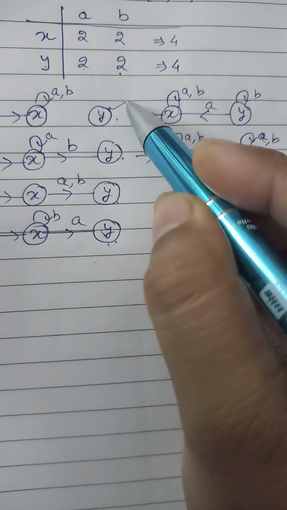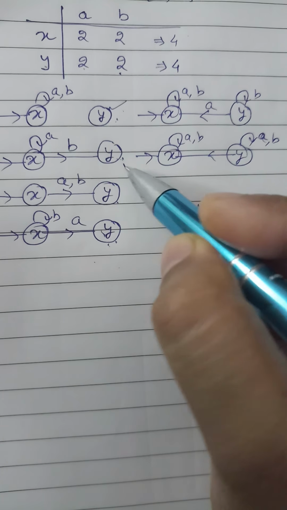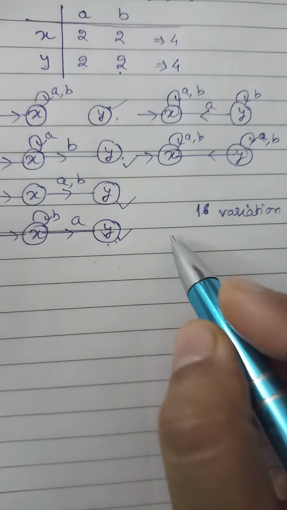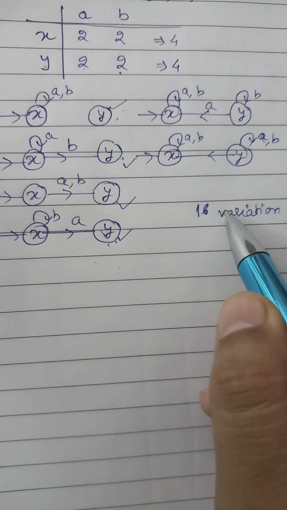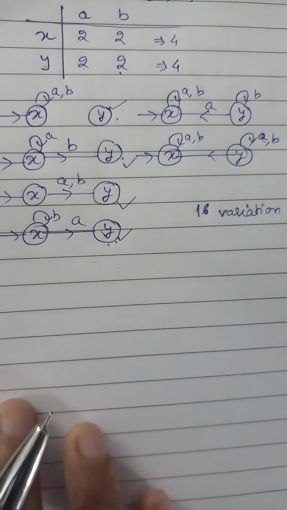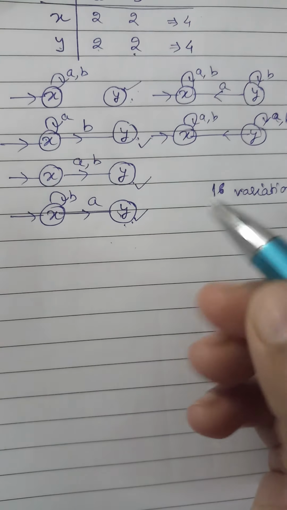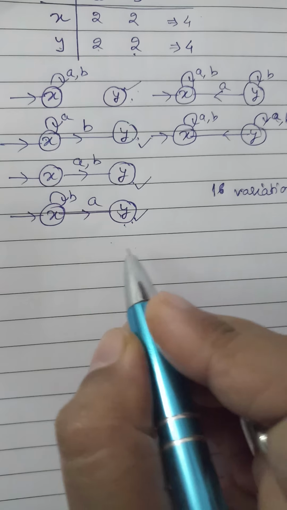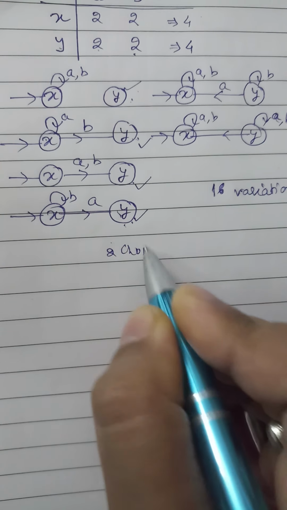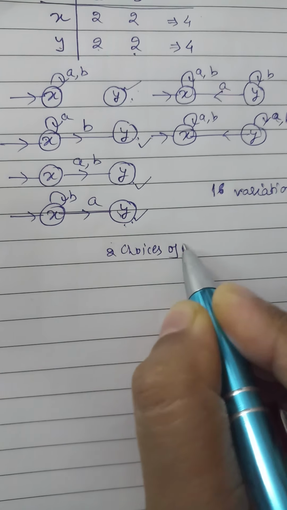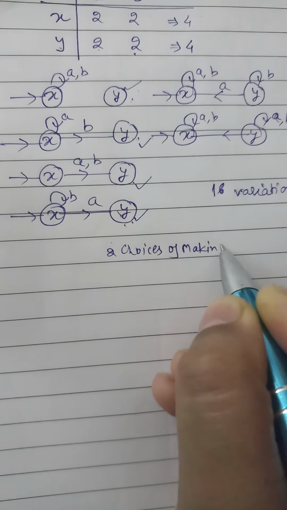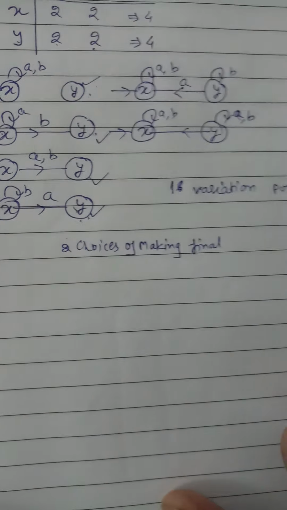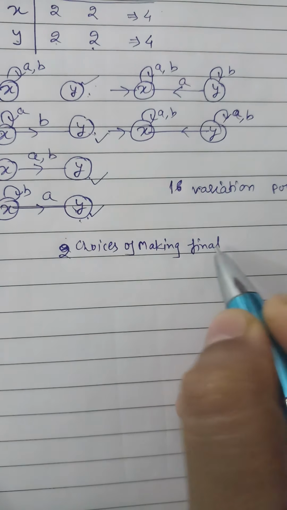For 1 there are 4 conditions, for 2 there are 4 conditions, for 3 there are 4 conditions, for 4 there are 4 conditions. So 16 variations are possible. And two choices of making final state.